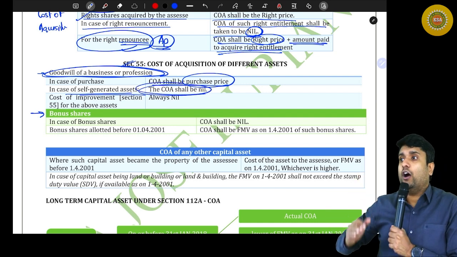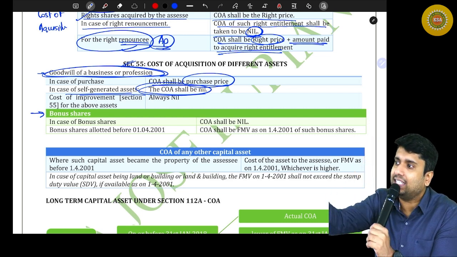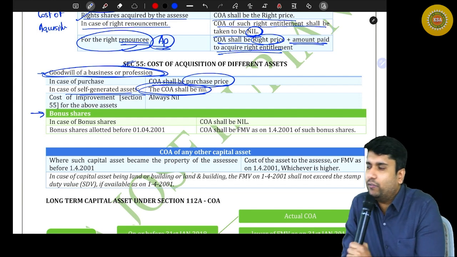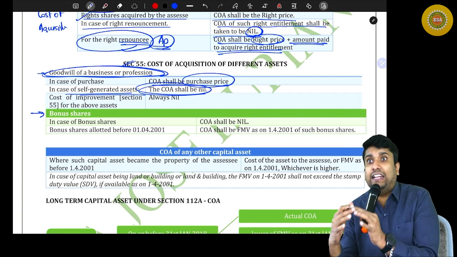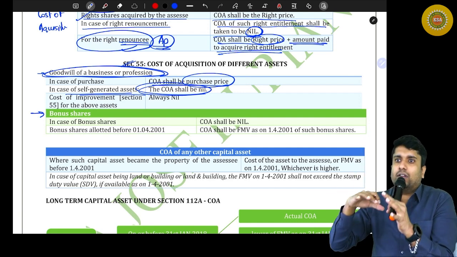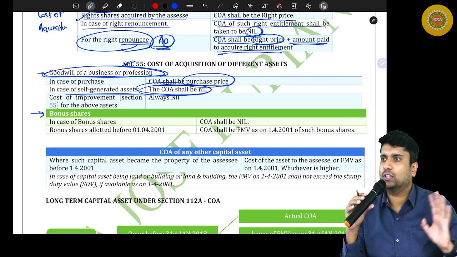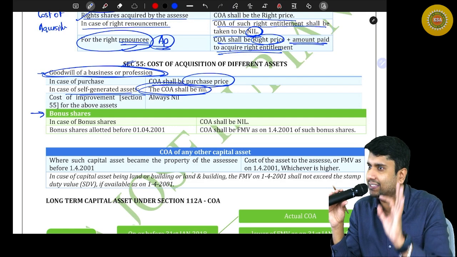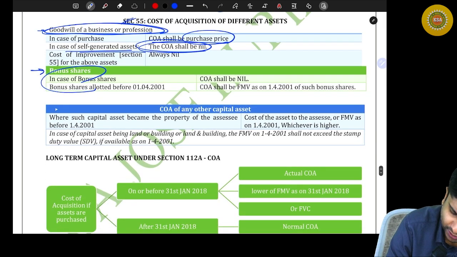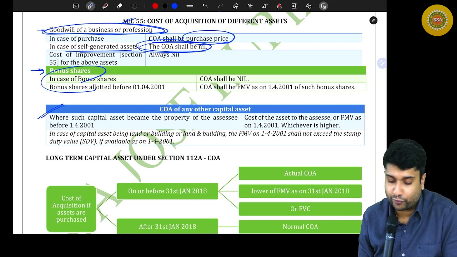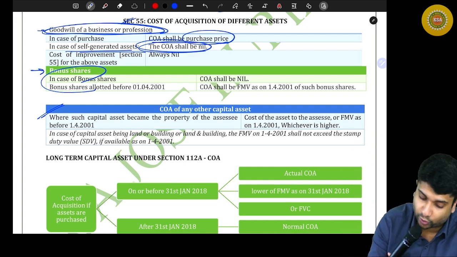And for goodwill of a business or a profession, the cost of improvement shall always be 0. Why is the cost of improvement always 0? You don't have to incur anything for increasing the value or for generating more goodwill. You do good business. So the cost of improvement of goodwill shall always be 0. Bonus shares we have already completed. Then, do you remember, if you are purchasing an asset on or before 1st April 2001, then the fair market value as on 1st April 2001 applies; that also we have already done.